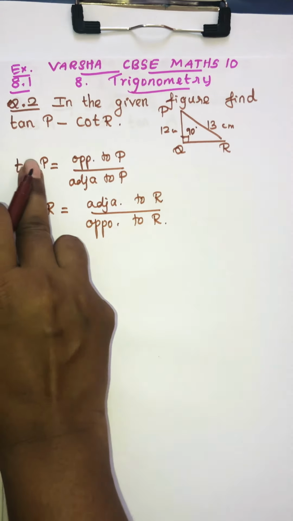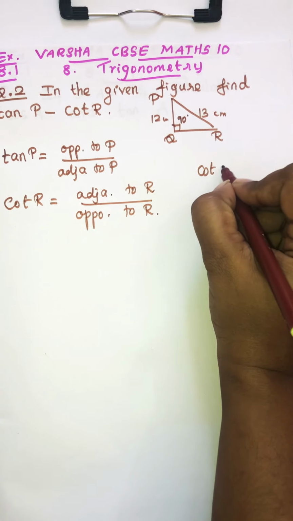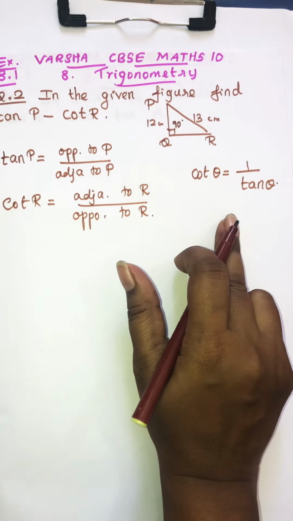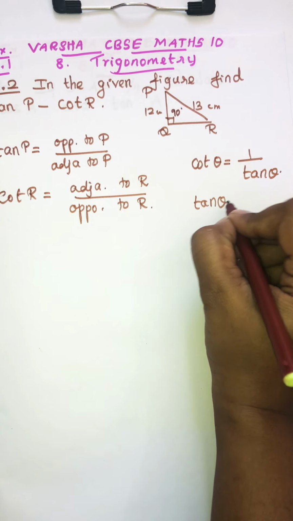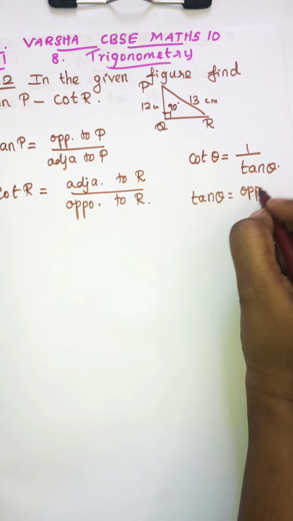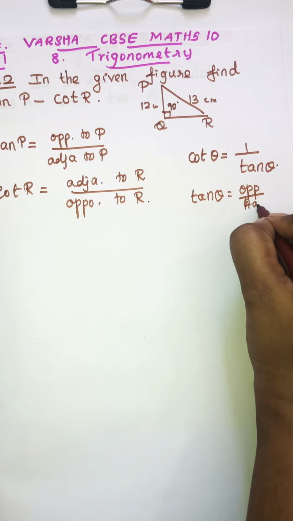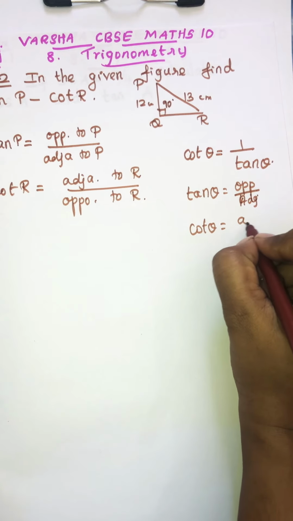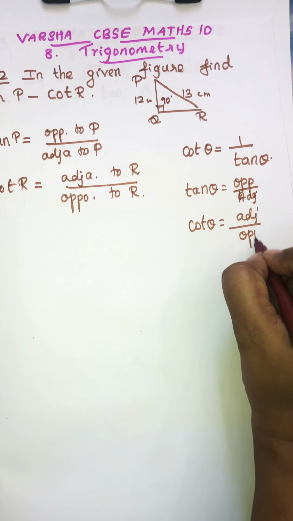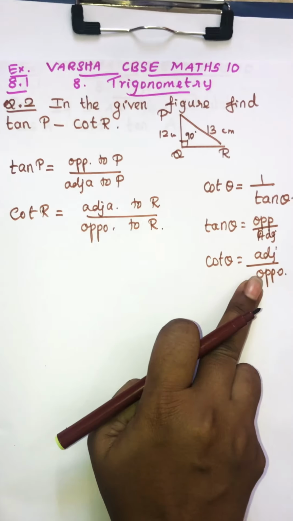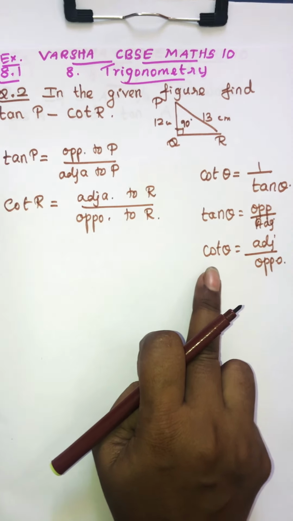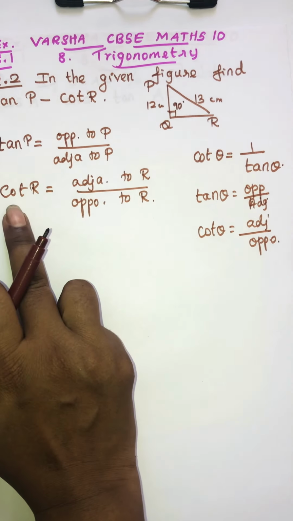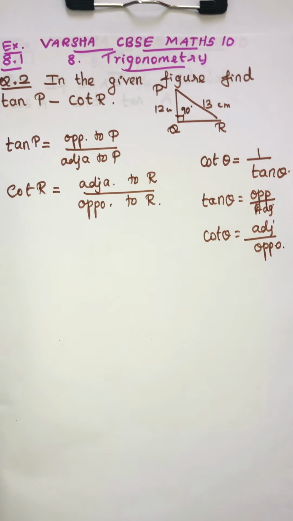So these are the relatives, cot theta, cot angle. This is 1 by tan theta, the reciprocal of tan. So tan is equal to opposite by adjacent, then cot theta is equal to adjacent by opposite. To remember, you can write this every time for every sum. Now go to the sum.